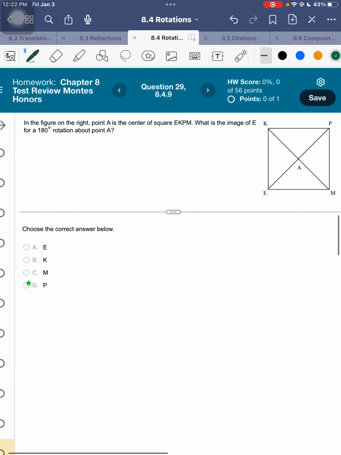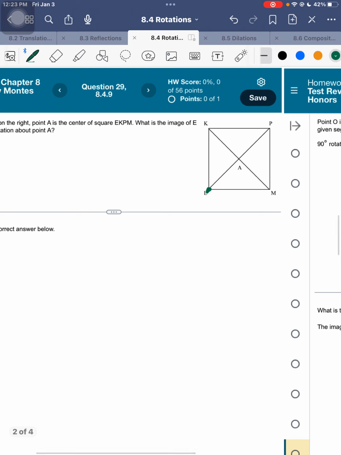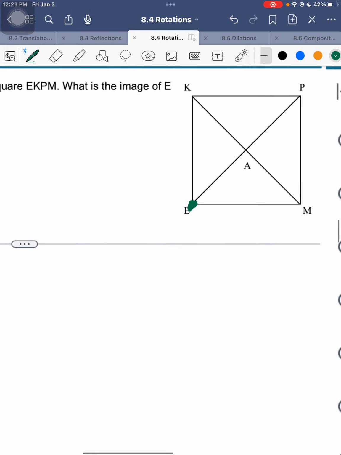In the figure to the right, point A is the center of the square. What is the image of E? So we're focusing on E for a 180 rotation about point A. Whenever you have a figure and you want to move rotations, you need to look at your center right here.